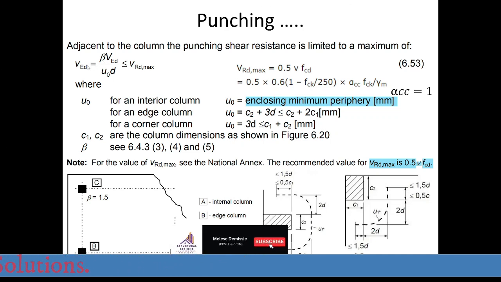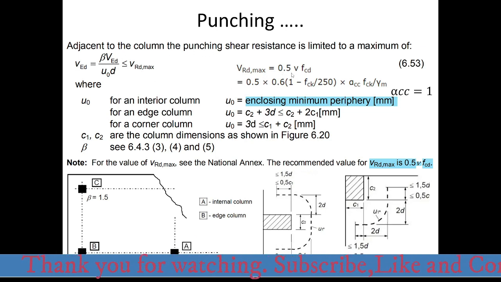So this is at the face of the column, which is adjacent to the column face. And VRD max is equal to 0.5 times v times fcd. Here v is 0.6 times (1 minus fck over 250). And fcd is the design strength of the concrete, which is alpha cc times fck over gamma M, where gamma M is the material safety factor, 1.5 here, and alpha cc is 1. So basically, all those parameters can be taken from the code.